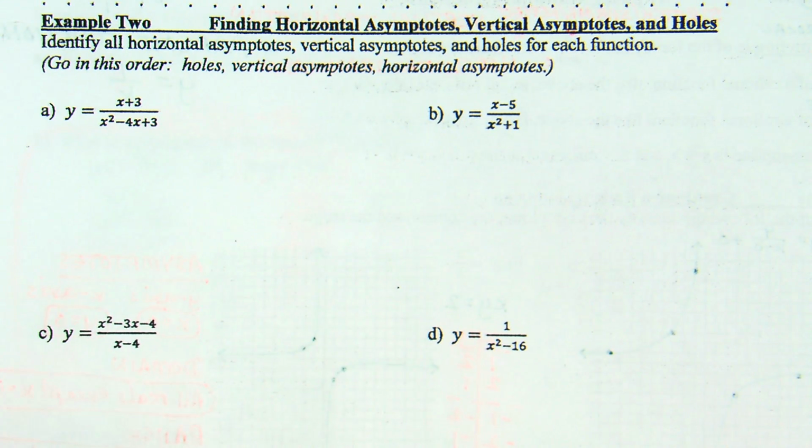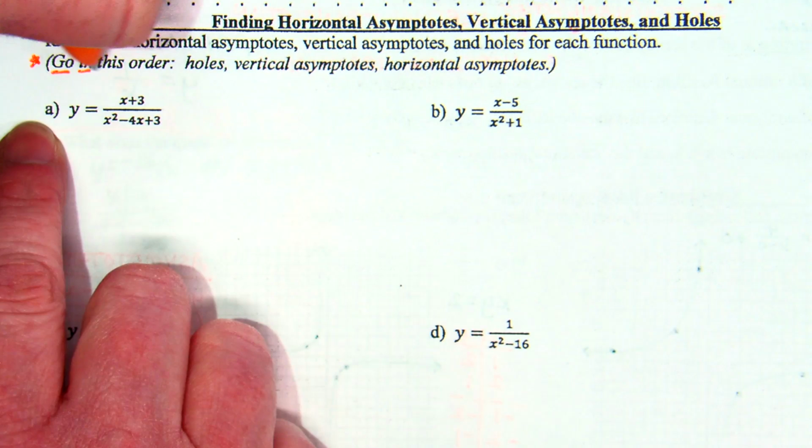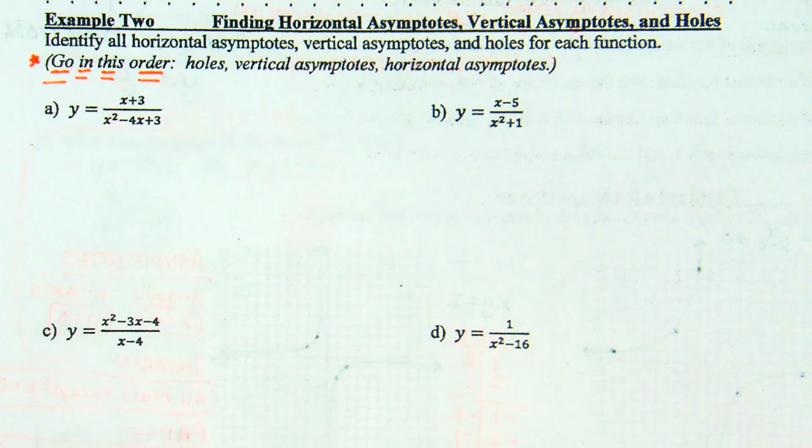Did you see the comment here? Go in this order. They suggest that we do holes, then vertical asymptotes, then horizontal asymptotes. Here's what I'm going to say. It is important that we check for holes before we check for vertical asymptotes. That is an important thing to do. Horizontal asymptotes could be before or after. It honestly doesn't matter. But the fact that we do holes and then vertical asymptotes is important.